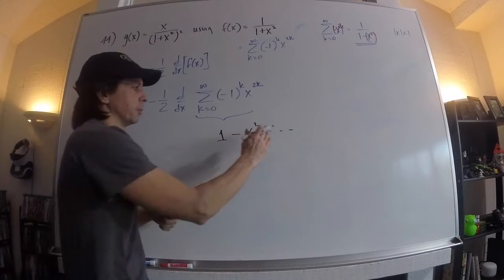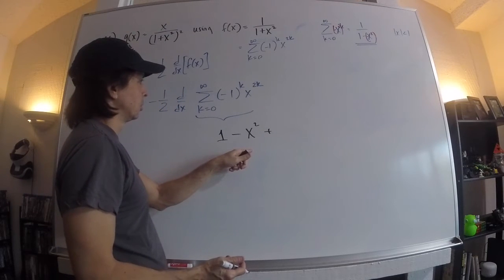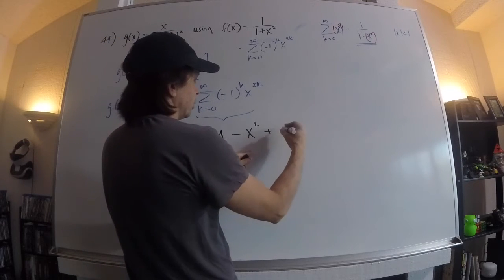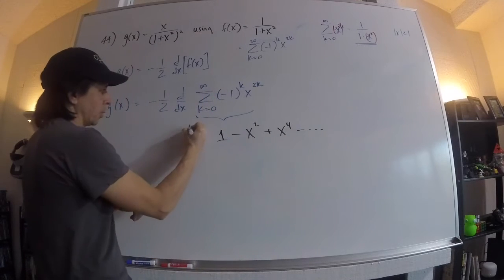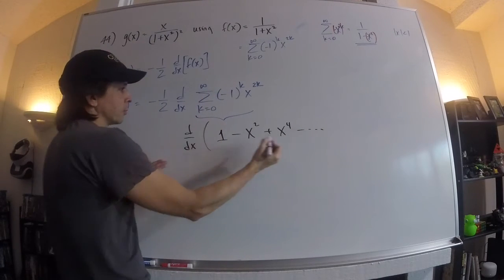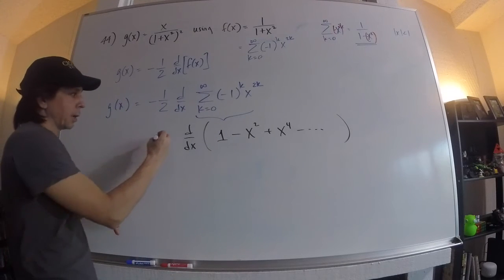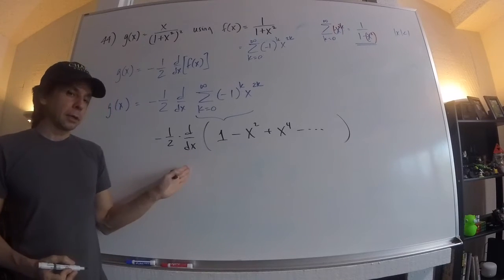Well, let me write one more term. It's going to be plus, where am I? k is equal to 2. It'll be positive, and it'll be x to the 4th. Okay, and then minus something. I'm going to write it in expanded form just to talk about what's happening. We're not doing it that way. So that's what I'd be looking at if I expanded it out and did it term by term.